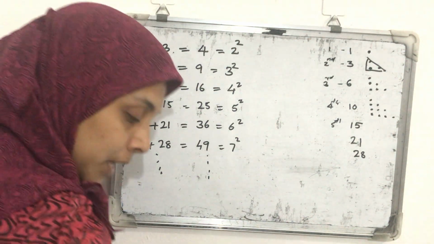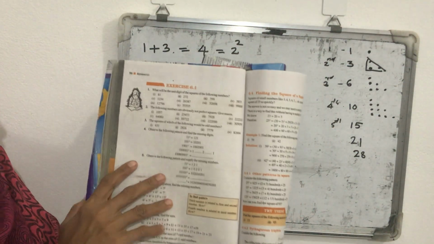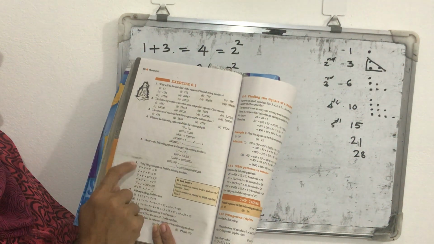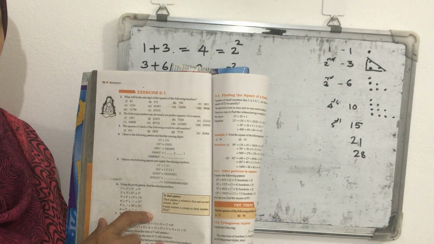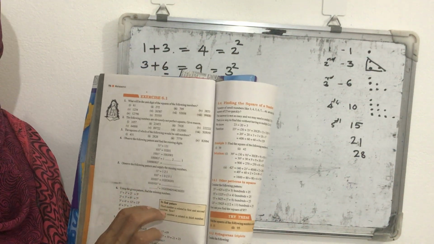Just like in the textbook, some patterns we can see, so you want to do that. Okay, these questions 4, 5, 6, these three questions you can do as homework. Some patterns we can see when we complete this. Okay, thank you.